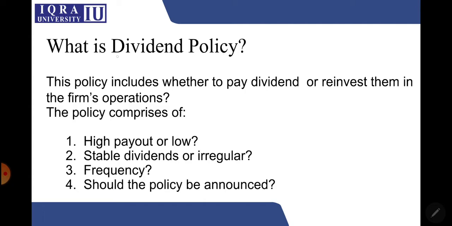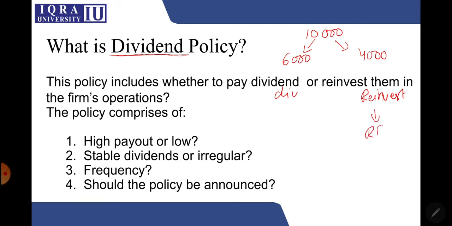Before going into this, you should be very clear with what exactly a dividend is. A dividend is a cash distribution of the profit made by the corporation. So let's say the corporation has a net income of 10,000. Out of this 10,000, they decide 6,000 will be paid in the form of dividends, and the remaining 4,000 will be reinvested back to the corporation. So this reinvested amount will go in the retained earnings and it will increase the owner's equity.